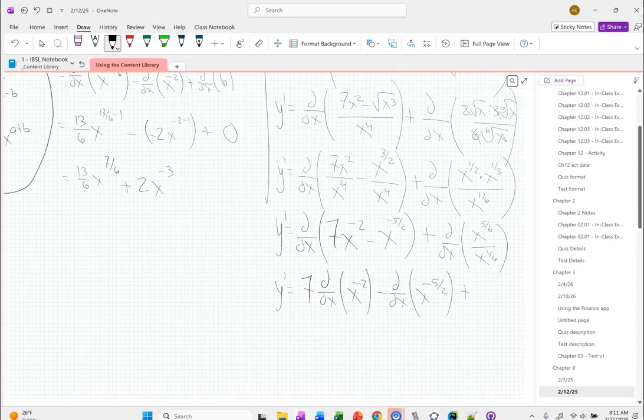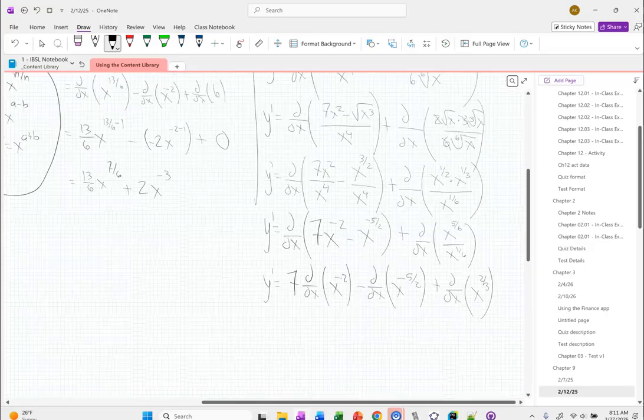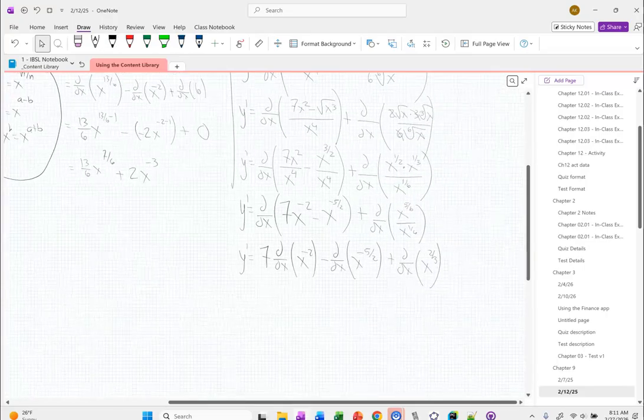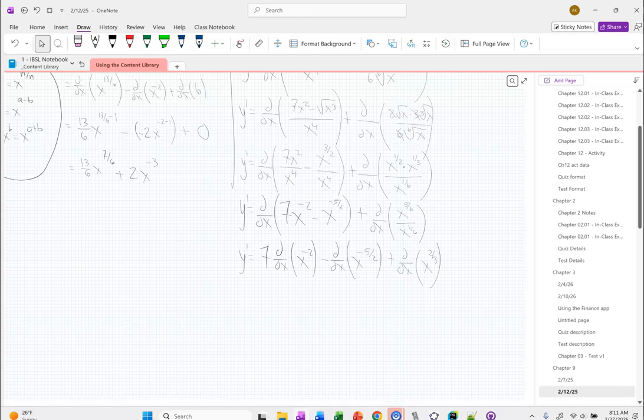Now 5/6 minus 1/6 is 4/6, which also reduces to 2/3. Does everybody feel okay? Now everything is just like x to some power. I'm ready to do my derivatives.